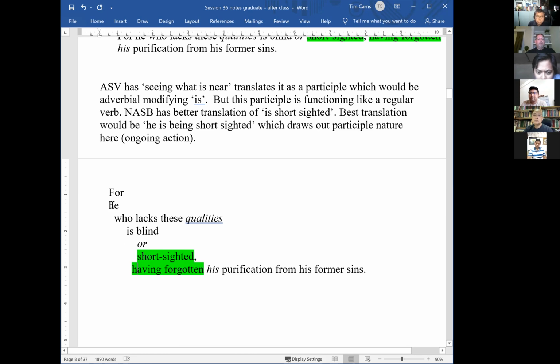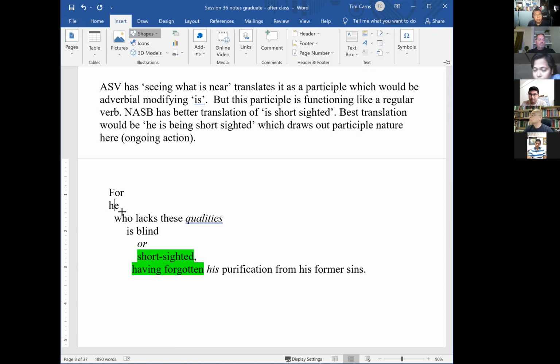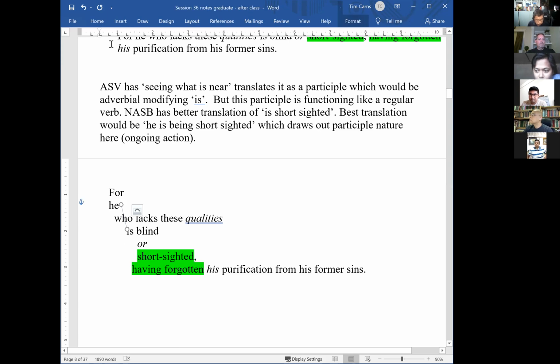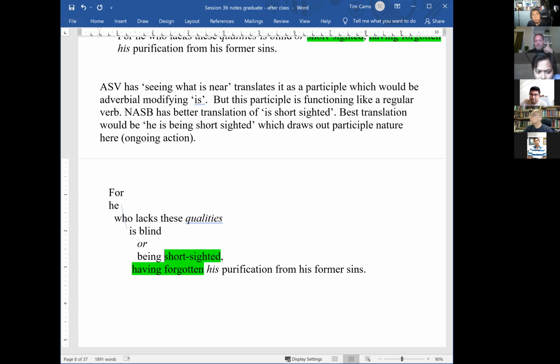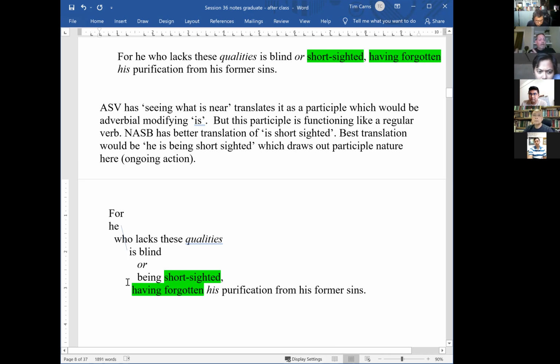Okay? So he, and I'll put a little line in here to help guide our eye. Right, here's the sentence. He is blind. That's my main sentence here. There's two things that are being said about the subject. One, he is blind, or he is short-sighted. But now, if we go to the interlinear, we go, oh, wait a minute. Actually, this second one is a participle, but it's still functioning like a verb. All right? It's not functioning like an adverb.